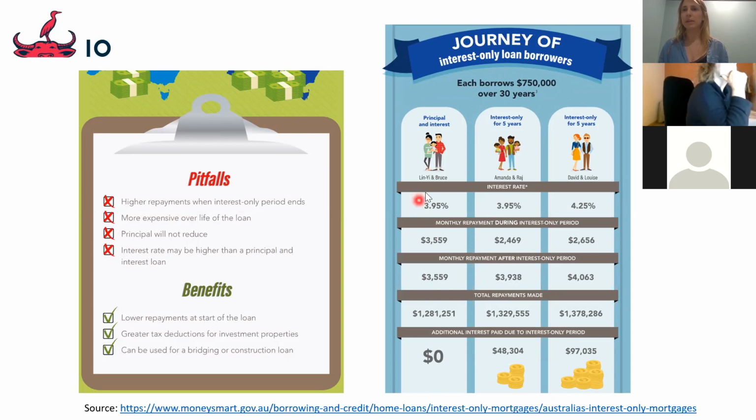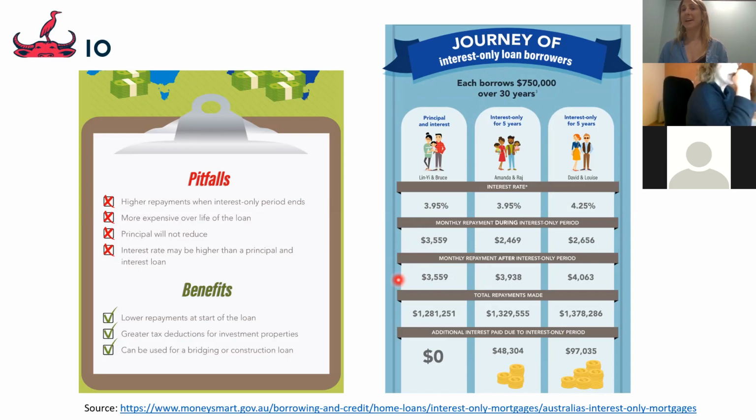Okay, so let's start with Linyi and Bruce here, okay? They have asked for a principal and interest loan, and the interest rate is 3.95% per annum, okay? Now, the monthly repayments, because they've asked for a principal and interest loan over a 30-year period, won't change, so they're going to be paying the same for the first 5 years versus the remaining 25, and that's every month they're going to be paying back $3,559, okay?